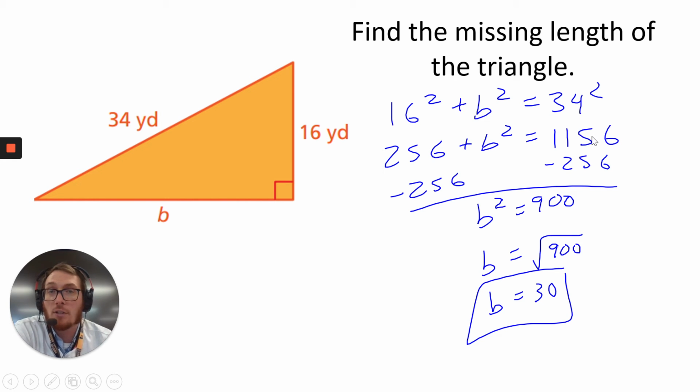But this is like a two-step equation now. I need to get rid of the 256 to get b squared by itself. So I'm going to subtract 256 from both sides. When I do that, I'll get b squared equals 900. I find the square root of 900, what number times itself equals 900, and that would end up being 30. I would like your work to look like this. Okay, so your work should look in a similar fashion to what is shown here. Your teacher will be looking for that as we move forward in this lesson.